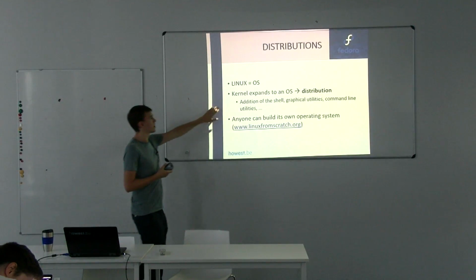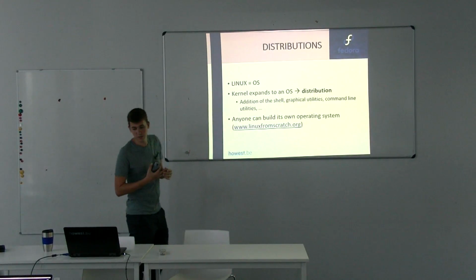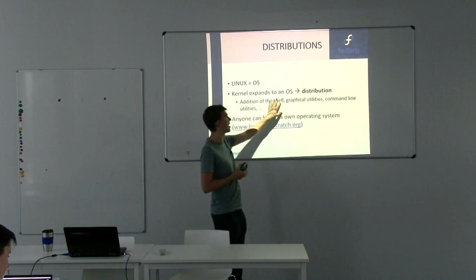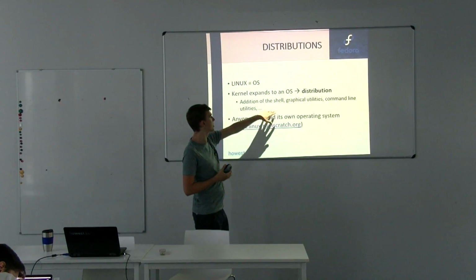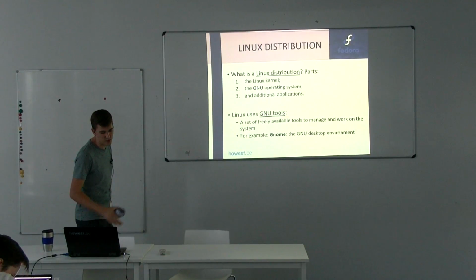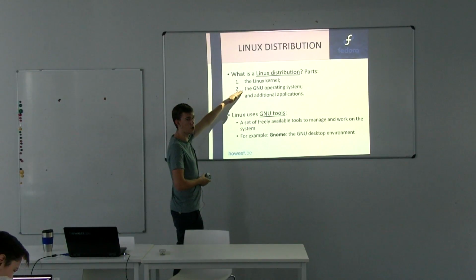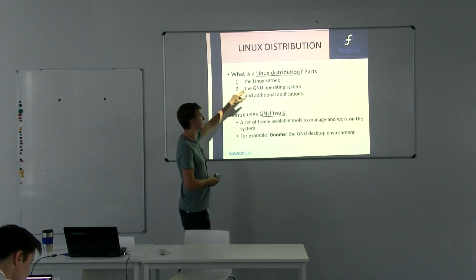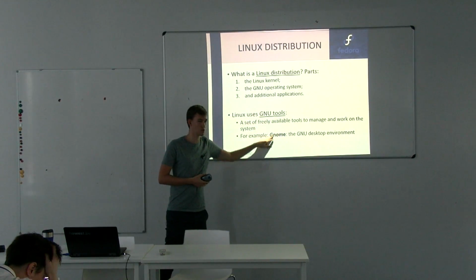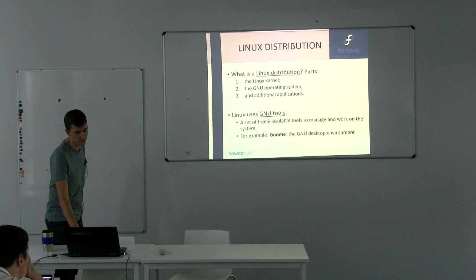If we expand our kernel into a general operating system, we call this a distribution. There are a lot of distributions available. This has a shell, which is the user interface that we have, the graphical utilities, the different command line utilities that are available, and so on. So in a Linux distribution, it's always the same: the Linux kernel expanded with the GNU operating system, based on the GNU movement, and some additional applications. We have a lot of GNU tools available, for instance GNOME, which is an example of the desktop environment that we use here in Linux.